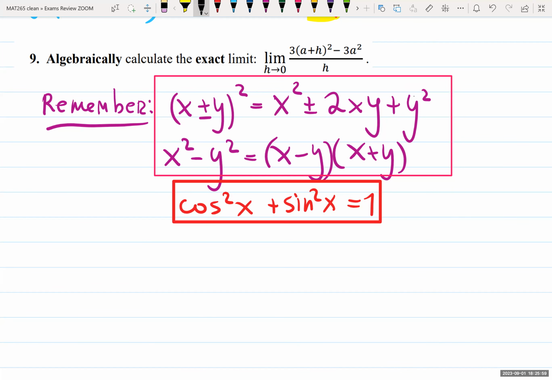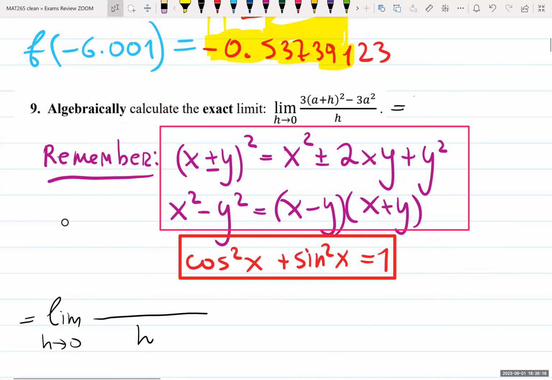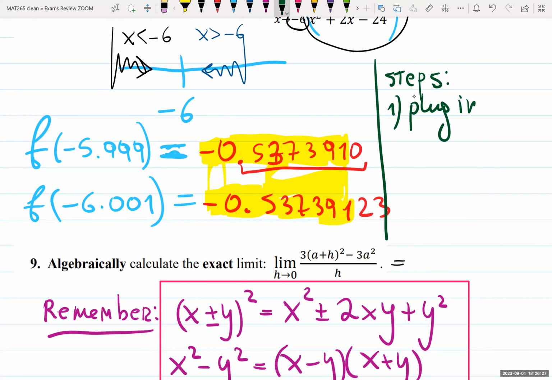So in this case, we're going to use the first formula. The limit as h goes to 0. Don't touch the denominator. I teach my class with steps. Steps with limits algebraically. Step 1, plug in the number. What if we're overthinking and everything is fine when I plug in 0? If you get 0 over 0, well, that is not good.